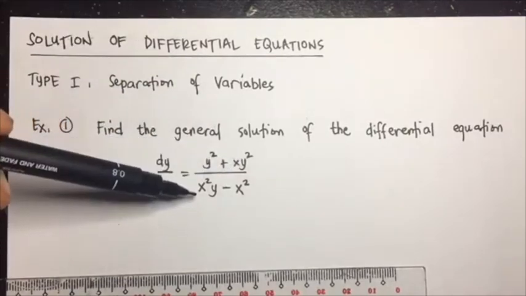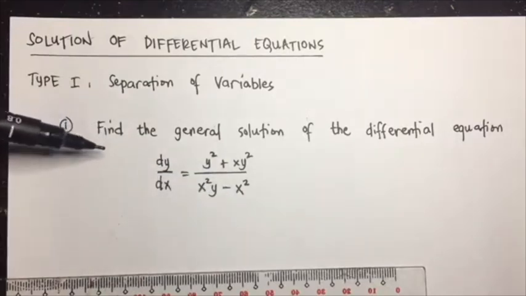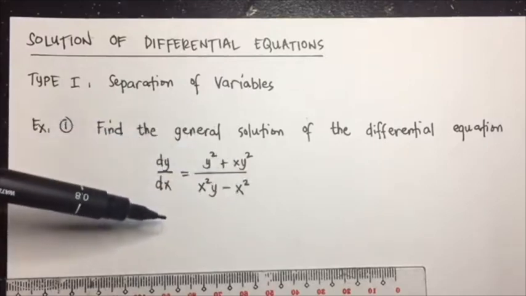For this example, we have dy over dx is equal to y squared plus xy squared over x squared y minus x squared. By the way, I forgot to read the problem. Find the general solution of the differential equation. This one.